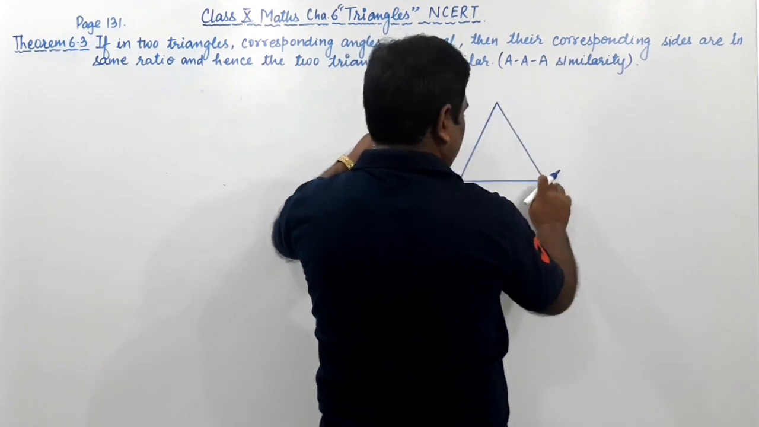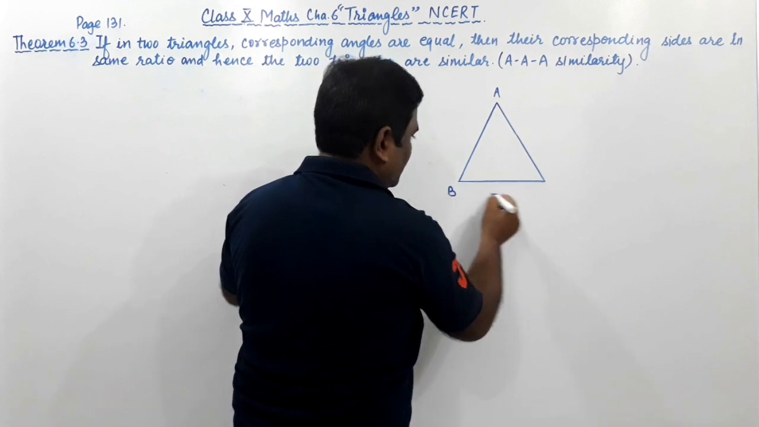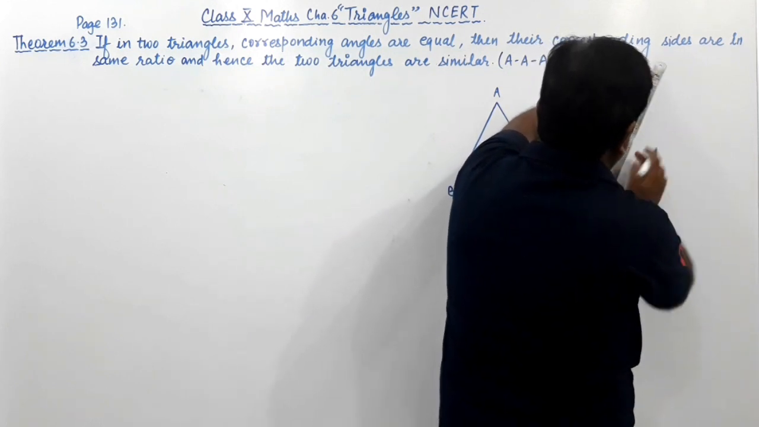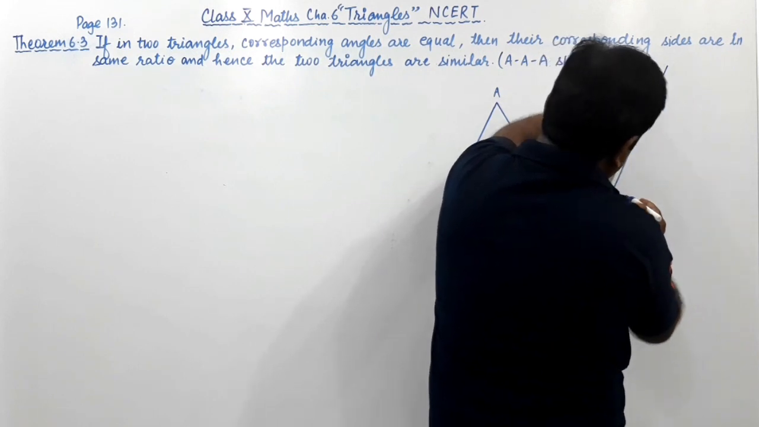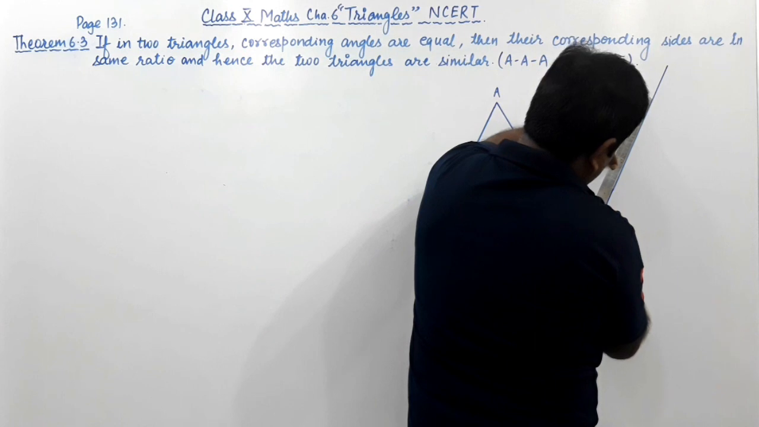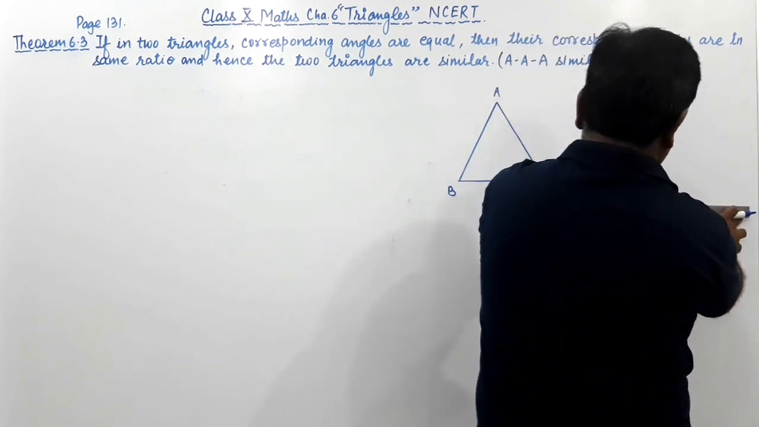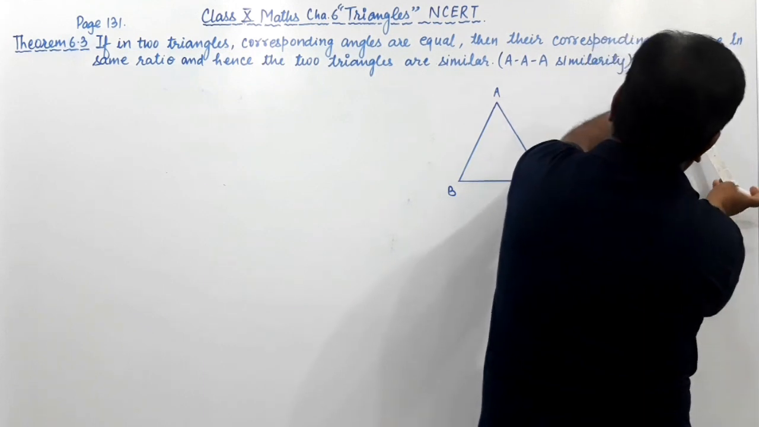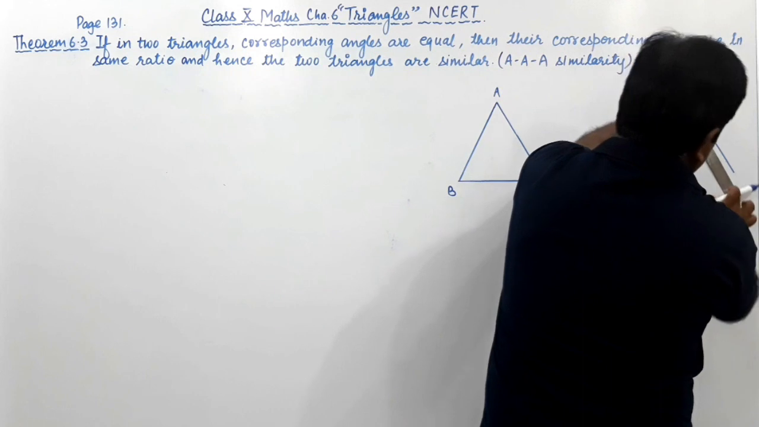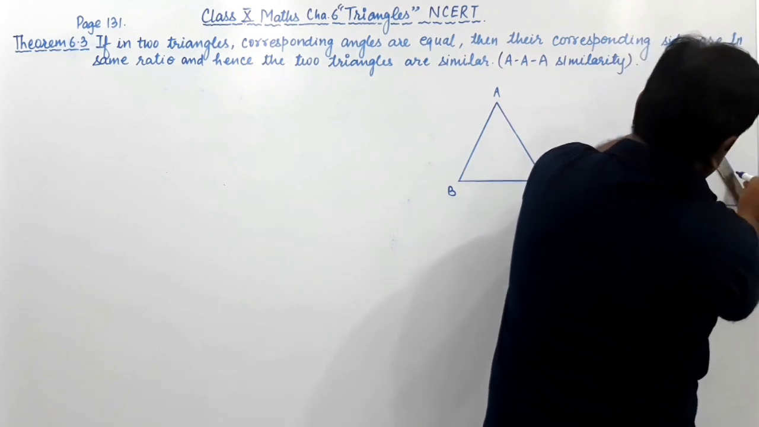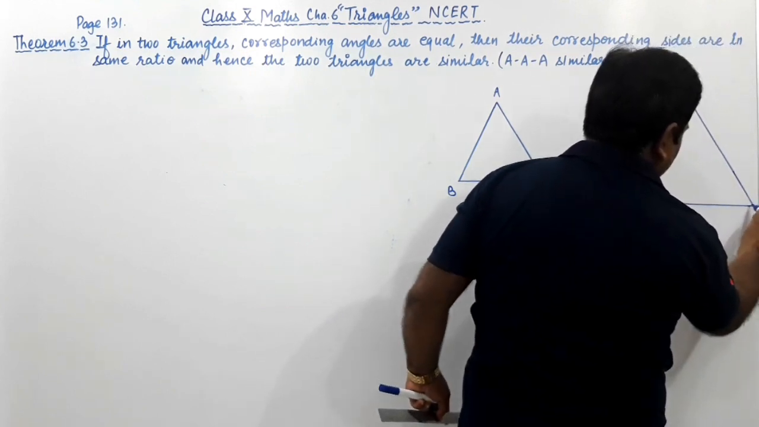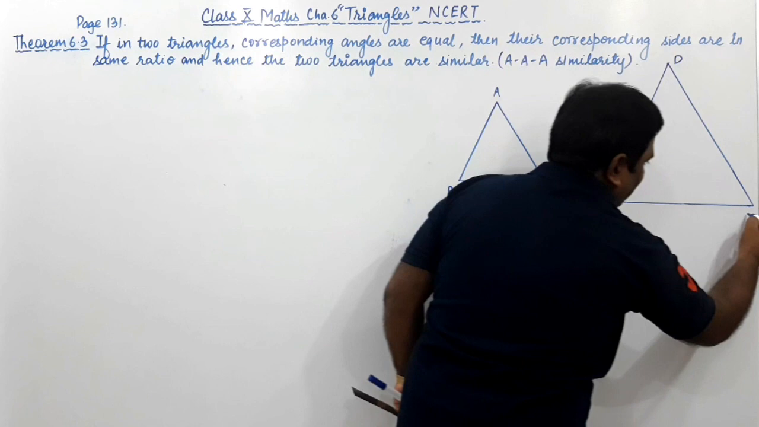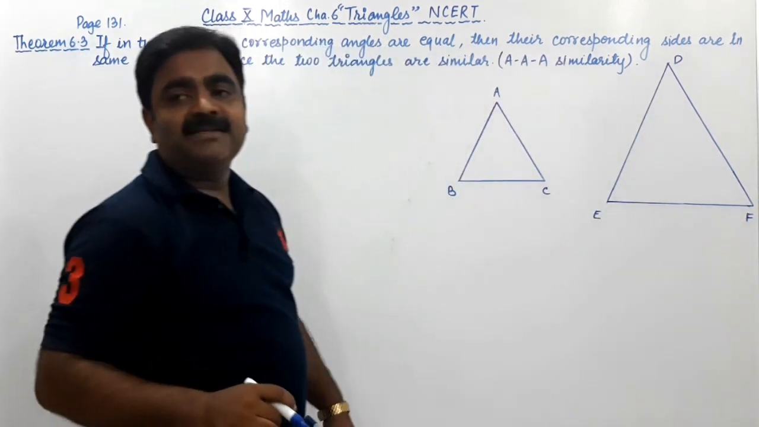It is ABC and this is triangle DEF. Okay friends, so two triangles we have taken, triangle ABC and triangle DEF, such that the triangles we have considered according to the statement. This is triangle DEF. These two triangles are given.